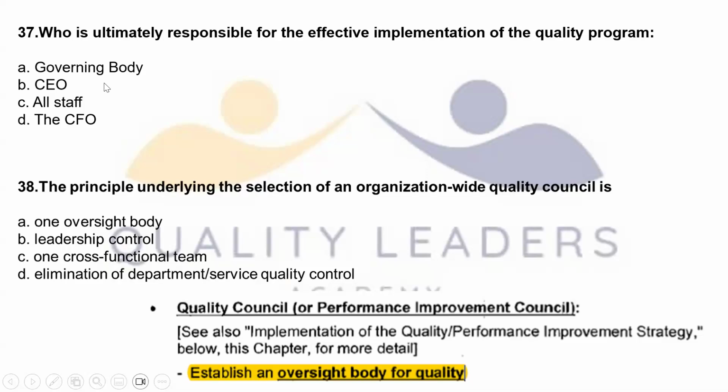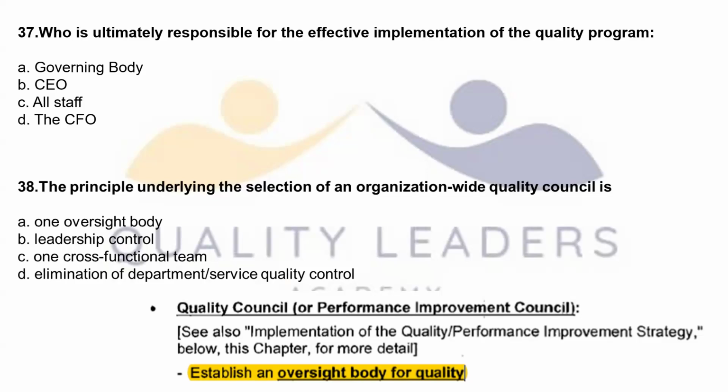So the governing body, who are the board of directors, are ultimately responsible for the effective implementation of a quality program. So they have the authority and accountability for ensuring the organization's quality standards. Okay, the CEO also plays a crucial leadership role in executing the quality program and providing operational support. The ultimate responsibility lies with the governing body, which holds the CEO accountable.